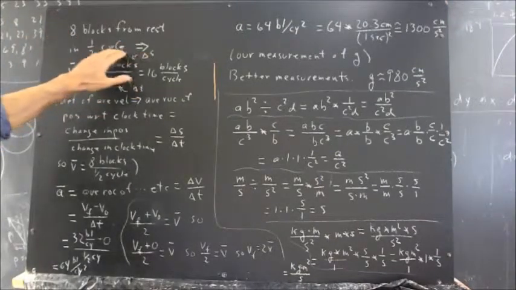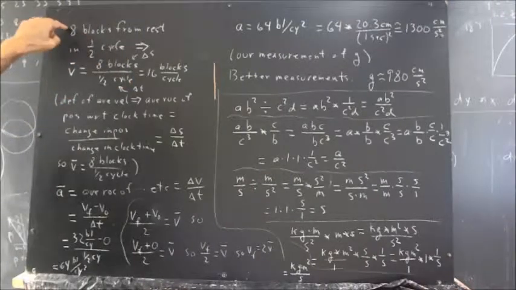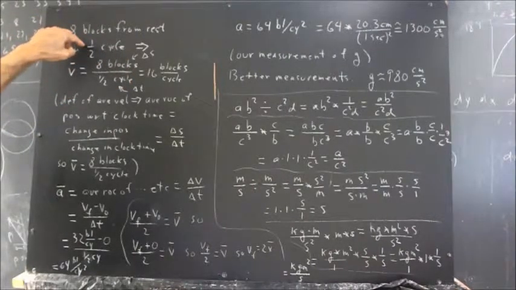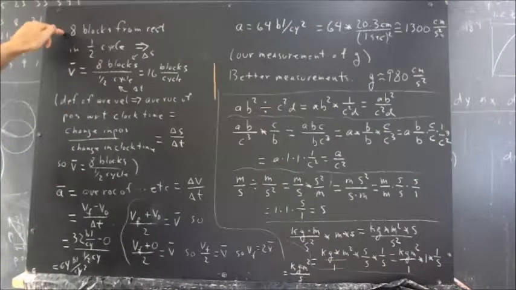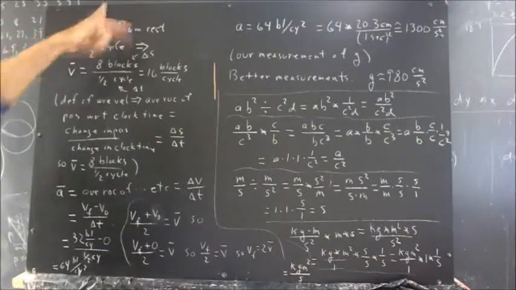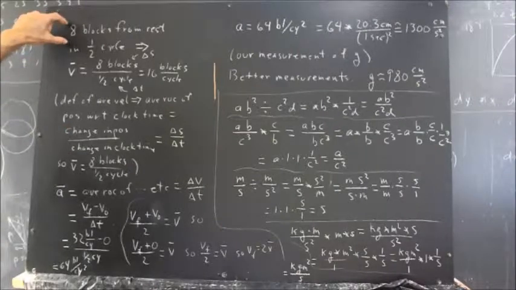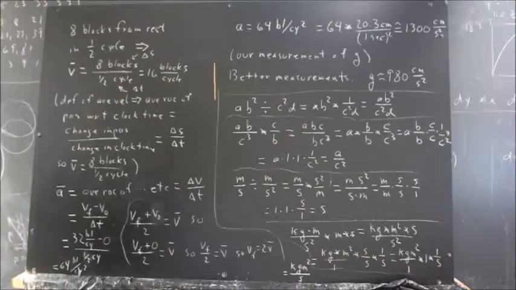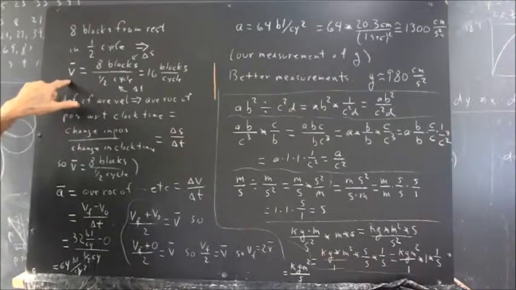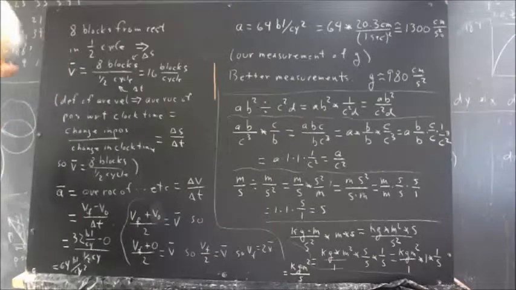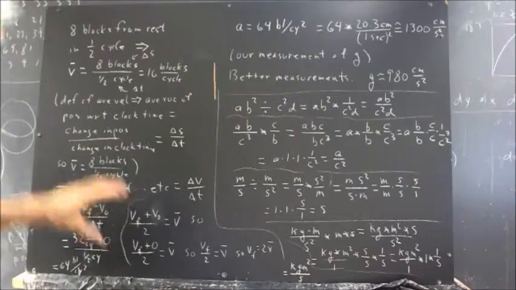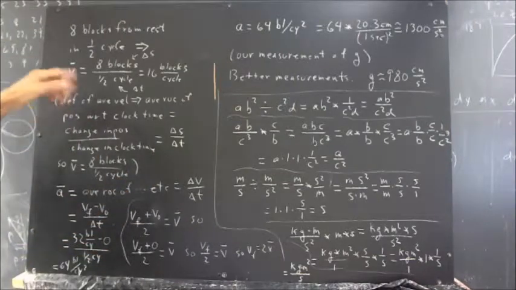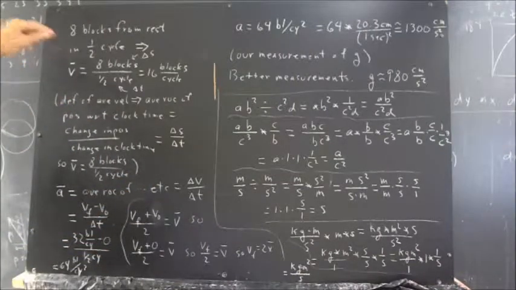Okay, then the average velocity, well, let's back up. What can we determine about the motion from the fact that we fell 8 blocks from rest in half a cycle? Well, we know the initial velocity to have been 0 since it was from rest. We know the displacement to have been 8 blocks downward, and the time to have been 1/2 cycle of that pendulum. So, what's the average velocity of the domino? We got pendulums, blocks, and dominoes. Hopefully I can keep them straight. They're quite a bit different from one another and have completely different functions in this situation.